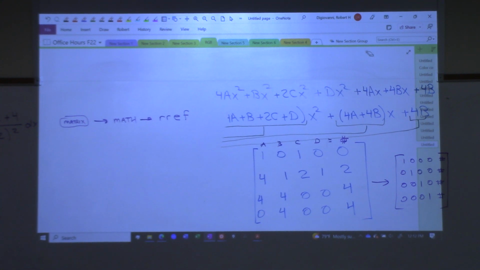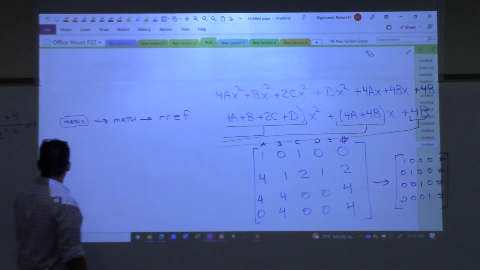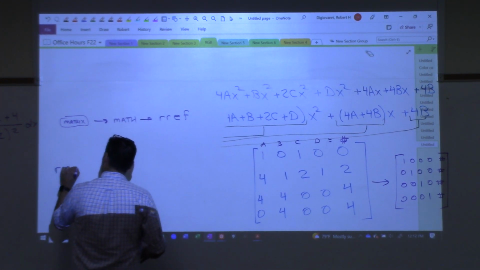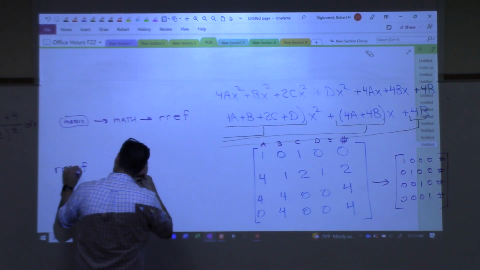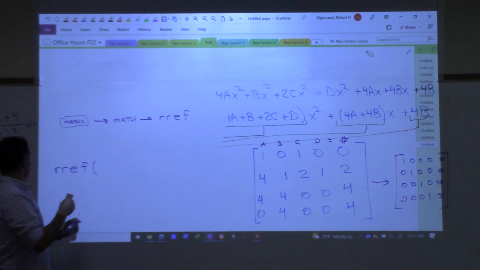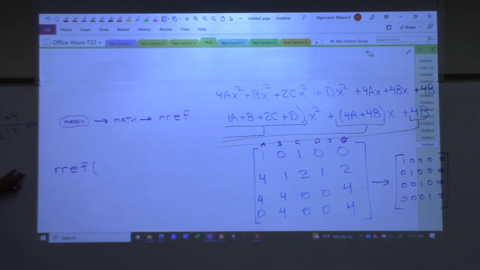Okay, ready? Now, hit enter, and now you should be back at the home screen, and you should see RREF with a parenthesis, and it should be flashing, waiting for you to put the information in. So now what I need to do is feed the computer the matrix. And this syntax is very important. You have to get this exactly right.